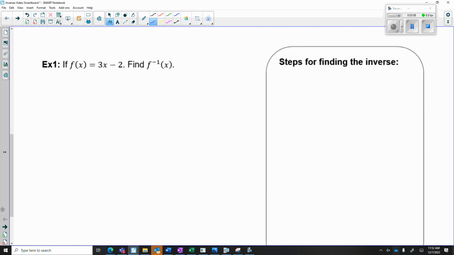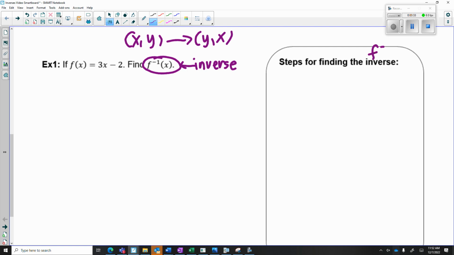Now we can also do it algebraically. I told you just now we switch x and y. So the points, remember, switch x and y. Similarly, we're going to switch x and y to find the inverse algebraically. So the first thing to know is it says f -1, so remember that means find the inverse of the function, right? So that's f -1 of x.